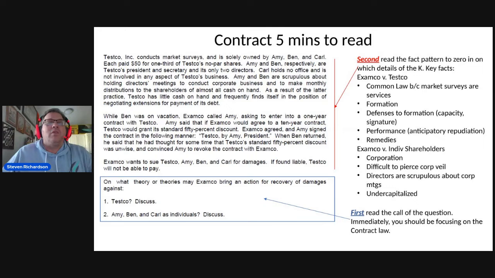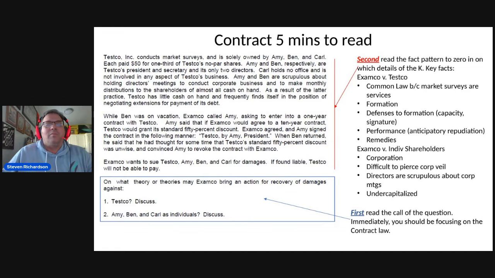When Ben returned, he said that he had thought for some time that Tesco's standard 50% discount was unwise and convinced Amy to revoke the contract with Examco. Revocations or cancellations are sometimes necessary, but they are always expensive, let me tell you. Okay, so you've been looking at the side here about things that you're thinking about, right?